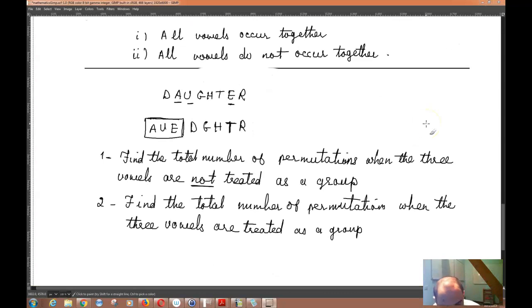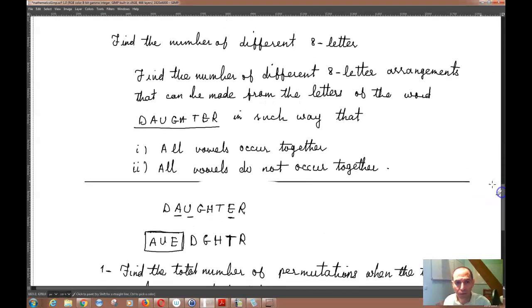Okay, so now to address the second part of this question, the question is that you want to find the number of different 8-letter arrangements that can be made from the letters of the word dollar in such a way that all the vowels do not occur together.